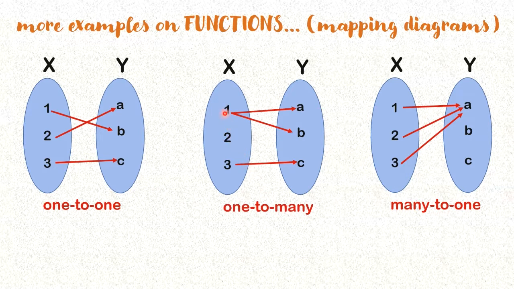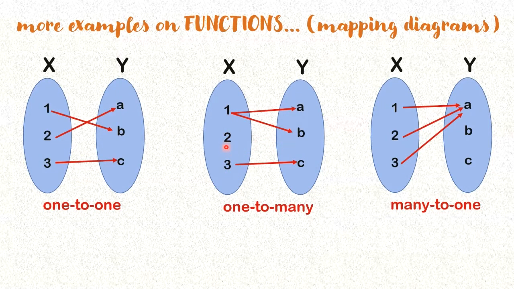Kasi tingnan nyo tong 1 dito. Nakapair siya sa more than one value ng y. Okay? Parang isang element ng x nakapartner sa more than one element ng y. Okay? Also, I want to reiterate na hindi lahat ng values ng x kailangan may kapartner sa y.